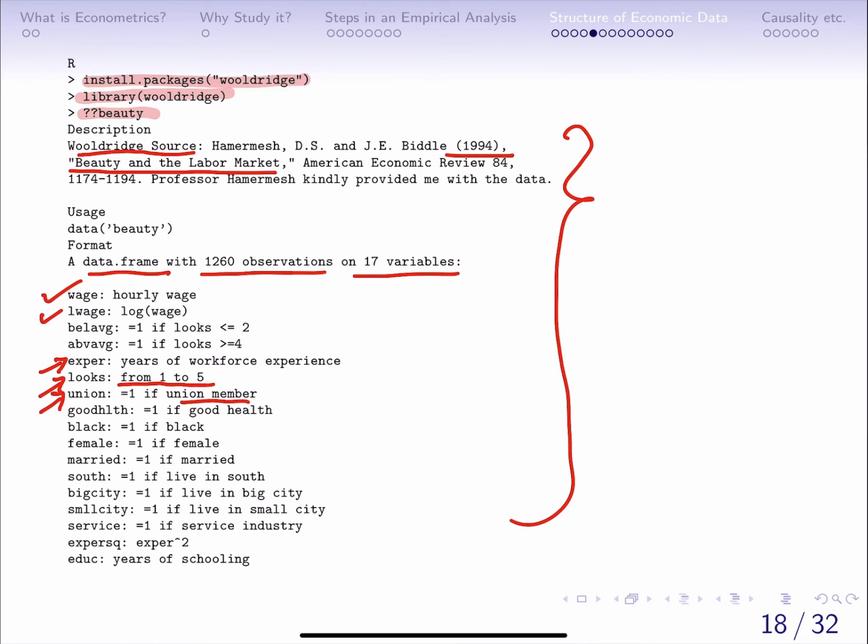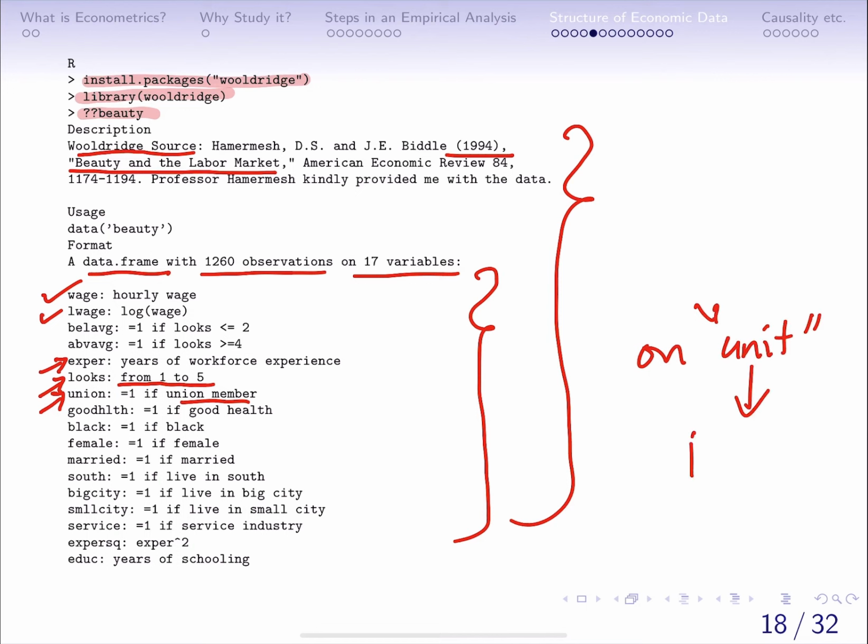Remember that because this is a cross-sectional data set, we are looking at individuals at a point in time. So you're collecting or observing all of this information on some sort of a unit. And here the unit is an individual, because we're talking about looks. So that has to be individual.